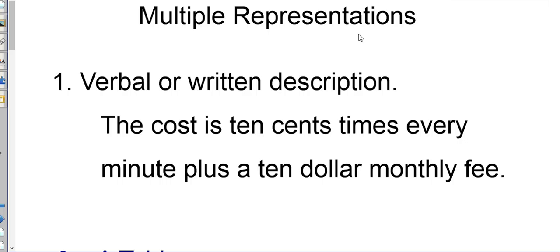So now we'll talk about the four multiple representations. The first one is a verbal or written description of this. Well, for my company, the total cost is 10 cents times every minute used plus a $10 monthly fee. So again, how do you figure out the total cost? It is equal to 10 cents times every minute plus $10. That is a verbal description, one way to represent a function.